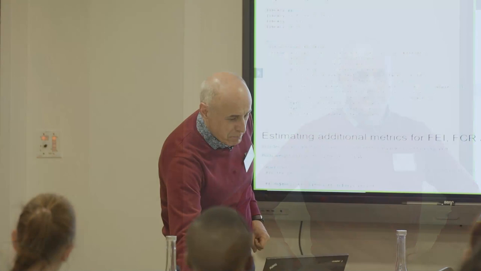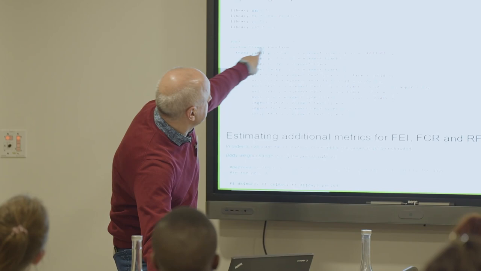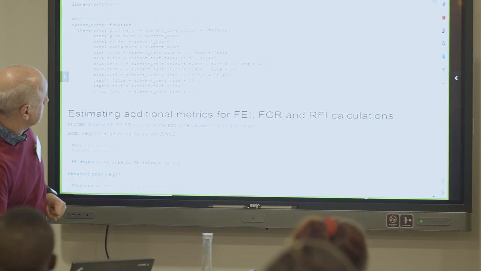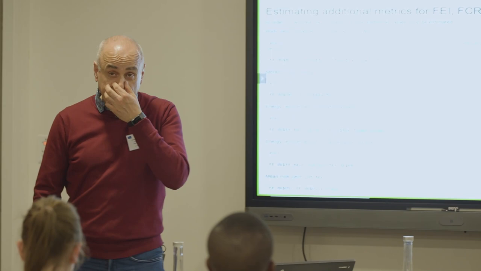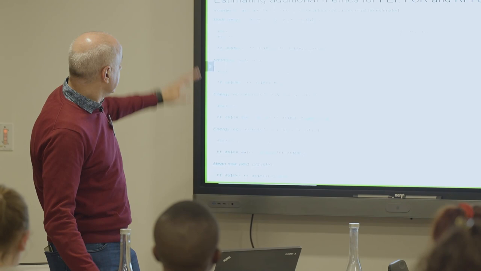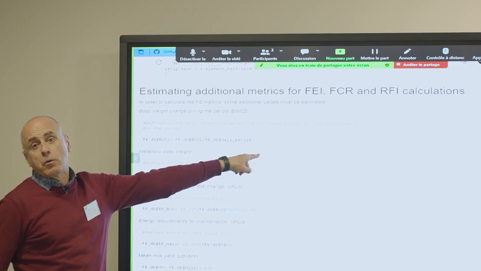Import new libraries and define some general theme in RStudio. It's necessary to have the global result, mainly graphics. In the next step, we are estimating the different indexes, the FEI, FCR, and RFI. And in each case, you have an introduction and the command that we are using to estimate the different parts.